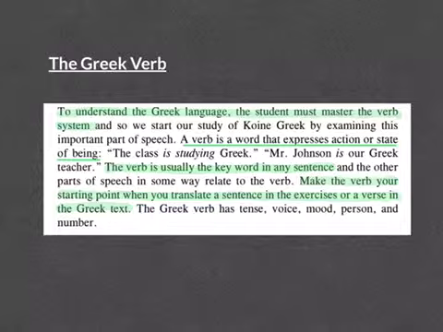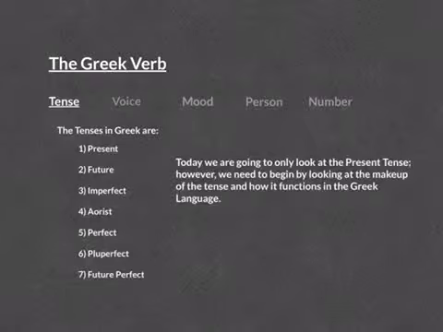Now we're going to get to the Greek. What makes the Greek verb? The Greek verb has tense, voice, mood, person, and number. This is going to be somewhat unique if you have not learned another language like Spanish, Latin, or something like that. So if you know English, then this is going to be somewhat new to you. Today we're going to begin with tense.